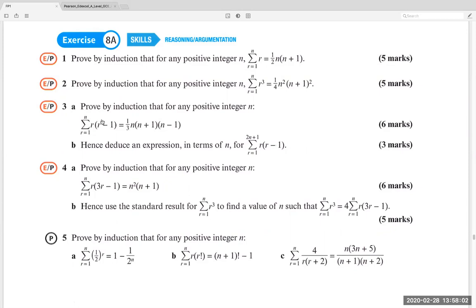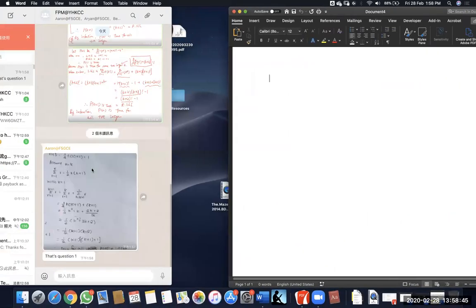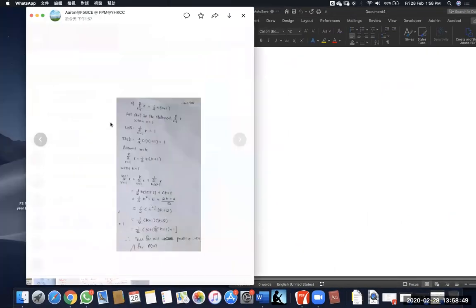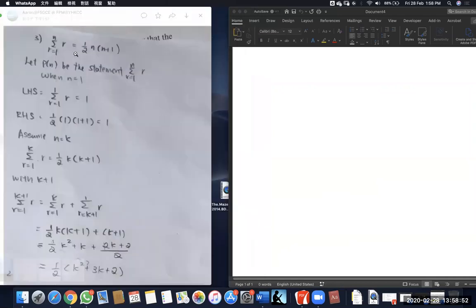How did you do that so quick? What does that mean by question 1? We are doing question 3.